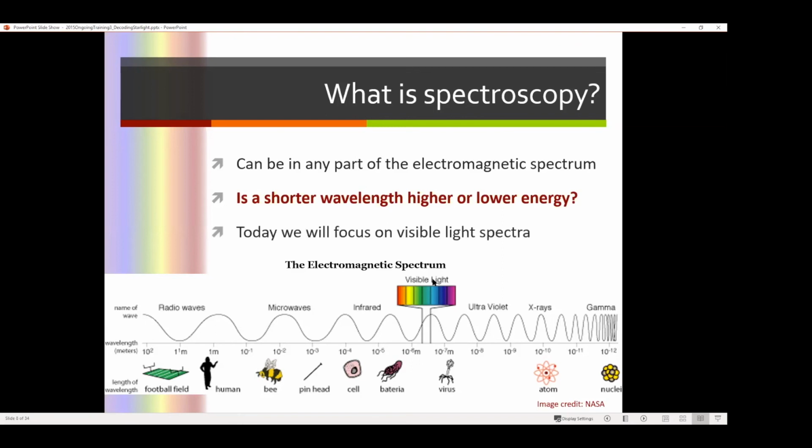All right, and today we're going to be focusing on visible light spectra because we can see it and we can do that with visitors. However, you can do spectroscopy and study the spectra all the way up and down the electromagnetic spectrum, and we do that. That is a huge part of how we understand the universe, is from looking at all these different kinds of wavelengths, because that lets us see different things.